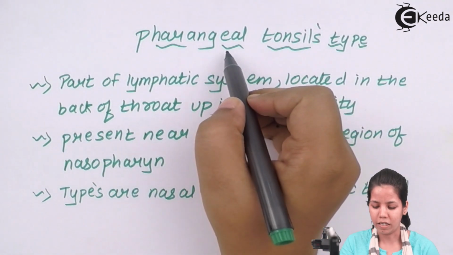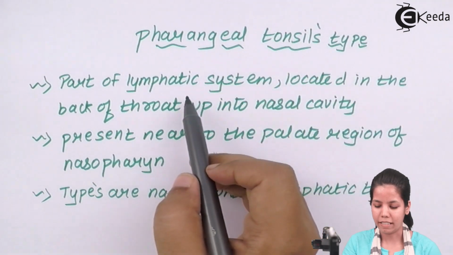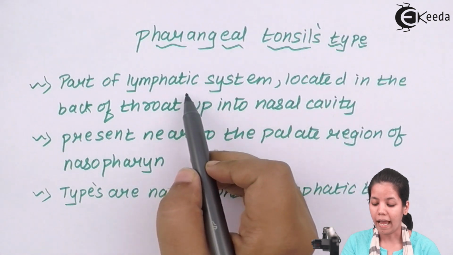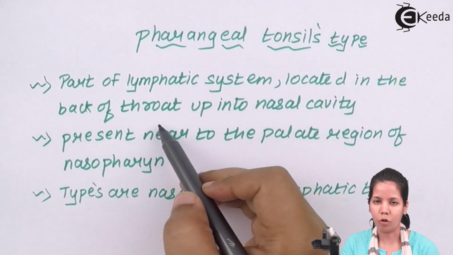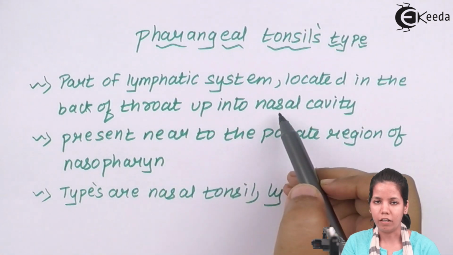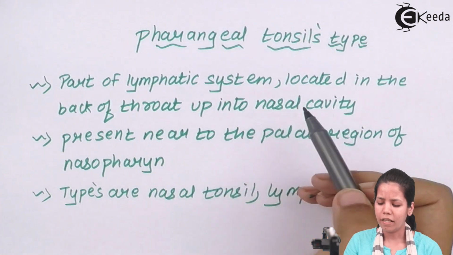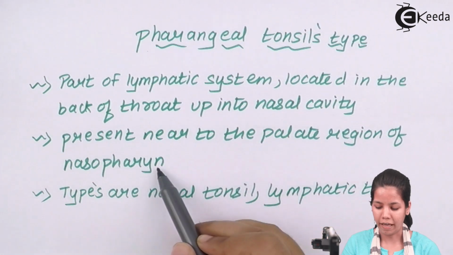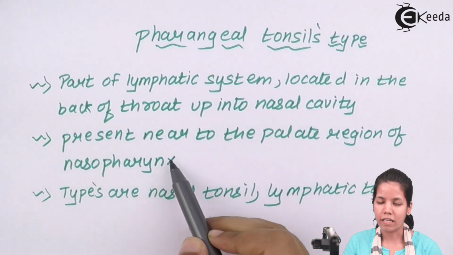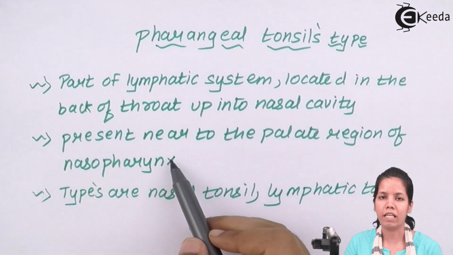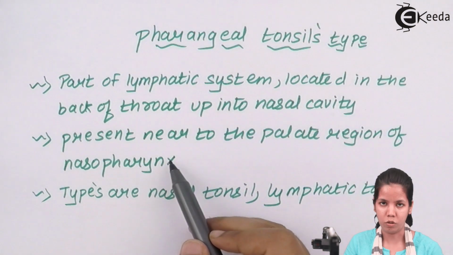Pharyngeal tonsil, various types. Now pharyngeal tonsils are basically part of the lymphatic system, and they are located just behind your throat region up to the nasal cavity, or you can say the nasopharynx region. They are present near the palate of the nasopharynx. Just beside the nasopharynx there is the oropharynx, and the oropharynx will lead to your esophagus region. Nasopharynx and oropharynx are associated. Oropharynx will lead down to the stomach, whereas your nasopharynx will lead down to the windpipe. Just between that there is an epiglottis lid present.